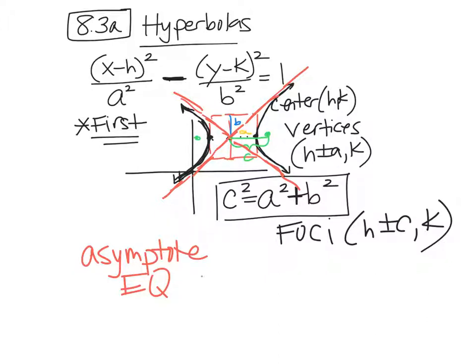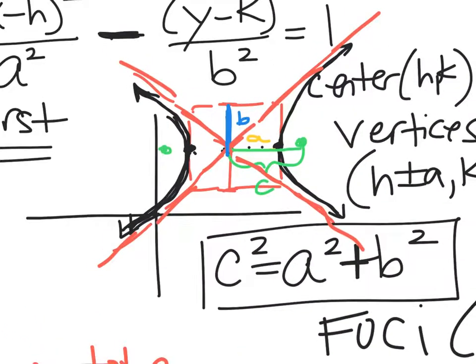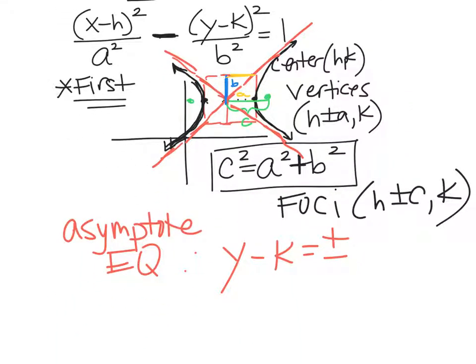The asymptote equation looks like this. It's pretty easy. It's just point slope form in kind of a different way. So you have a point on the line, which is the center. So you're going to do this. Y minus k equals plus or minus rise over run. But do you see what the rise is here? What is that? B. And what's the run? A. So it's just plus or minus rise over run, or B over A, times x minus h.